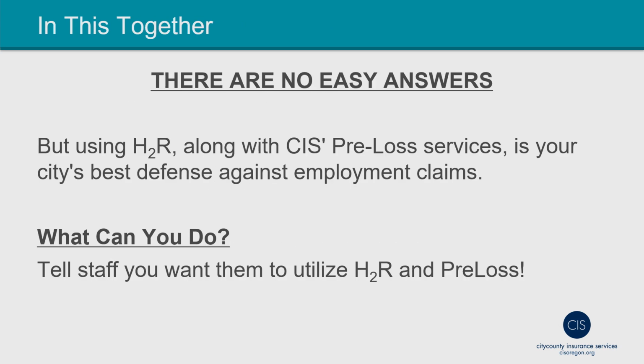So there are no easy answers to the challenges that you face as elected officials, that we face in trying to help you avoid employment claims, but there is something you can do. So basically, just go back after this session today to your city and let your staff know that you want them to use H2R and pre-loss. And then for you yourself, just remember not to say those 6 words. You don't expect anyone to know who you are.